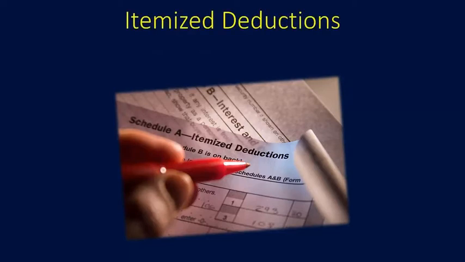Congratulations. We're at the point where we can flip the Form 1040 over onto page 2 and we'll start covering itemized deductions. Itemized deductions are reported on Schedule A.